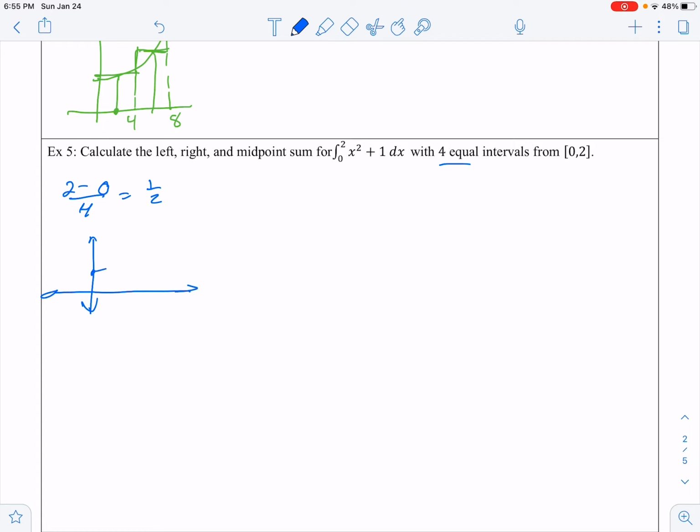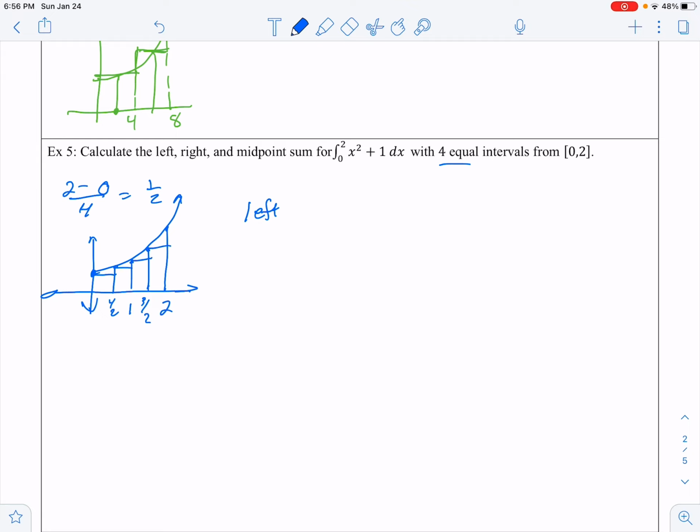So I'm up 1 and it's squared. And I'm going from 0 to 2. But the width of my partition is a half. Okay, so those are what I have. If I'm going to do left, so let's start with left. That's this one.